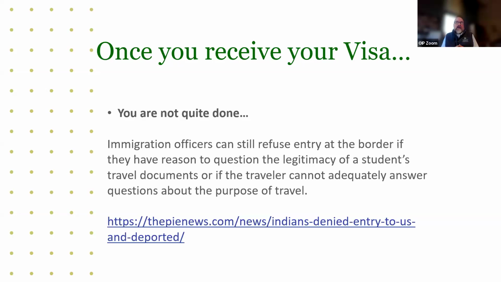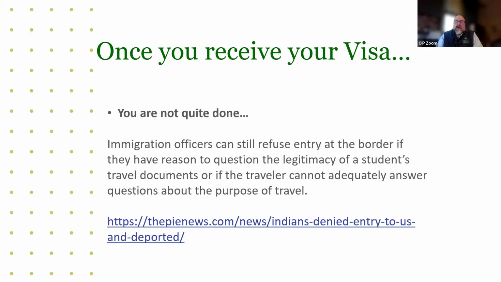But he made the mistake of putting that first in his response, saying that was his reason for coming instead of saying that his reason was to study for a master's degree in business administration. At that point, he got refused. He had to return home. It was an expensive flight back. He attempted again and was able to come, but it caused him additional expenses. So at the port of entry, you're not quite done.